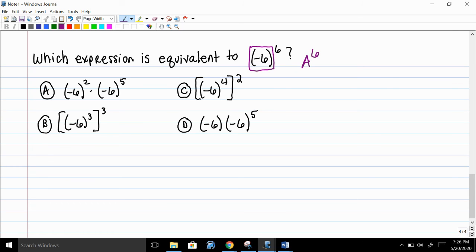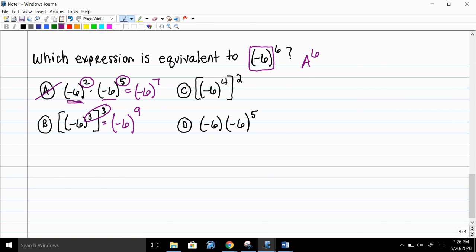Letter A, this is a product of powers. You see the bases are the same, so you would have to add the 2 with the 5, so that would give you -6 to the 7th power. -6 to the 7th power is obviously not -6 to the 6th power, so A is not the answer. Letter B is an exponent-high-multiply problem. So you'd have to multiply the 3 with the 3. That would give me -6 to the 9th.